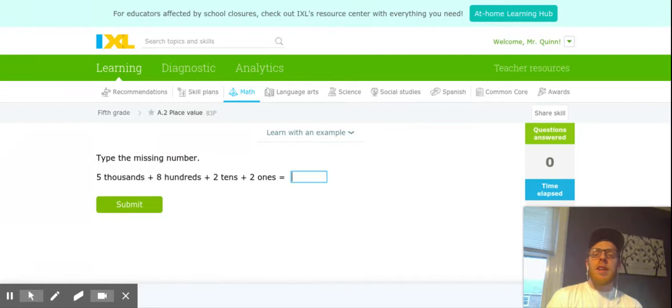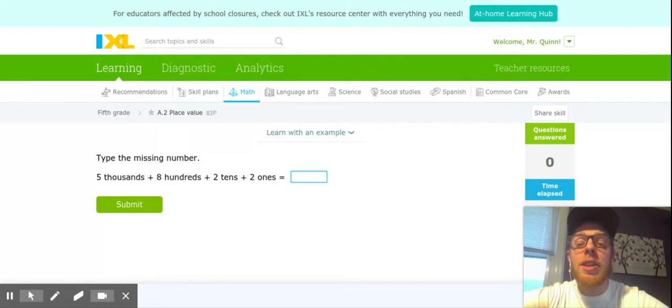Today we're going to be looking at a review skill of place value, but it's going to be presented a little bit differently, so I want to take a second to look at a couple of examples with you. If you take a look at this first one, it says to type the missing number. So we have to really break down what this question is asking us to have an understanding of what we need to type.